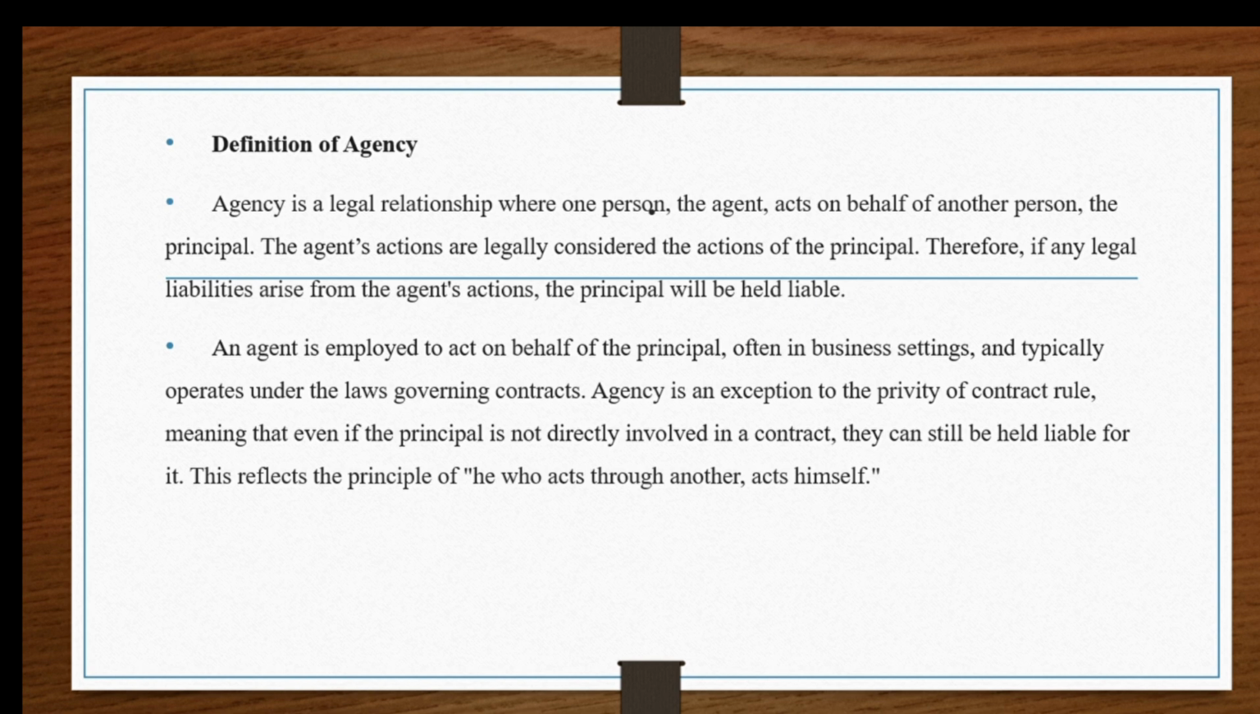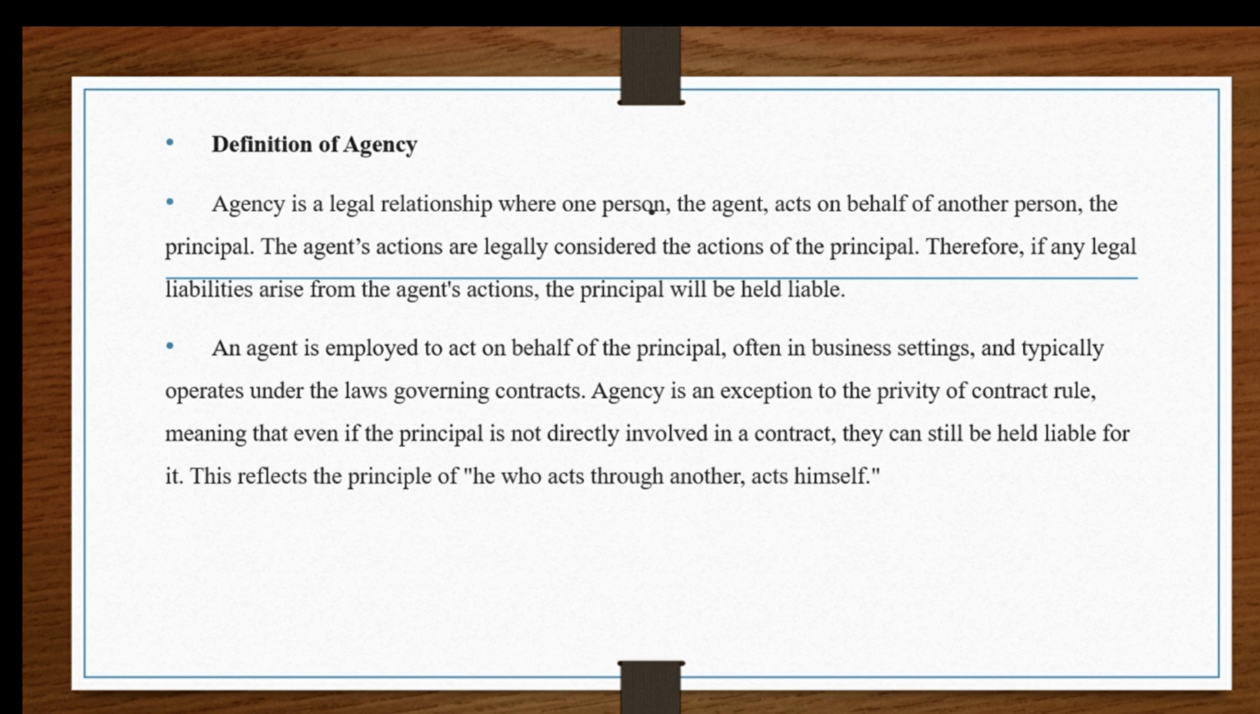The privity of contract rule says that only parties directly involved in the contract can sue or be sued in case of anything. But the agency is an exception to that rule. This means that if the principal is not directly involved in the contract, they can still be held accountable for it. This reflects the principle of he who acts through another acts himself.